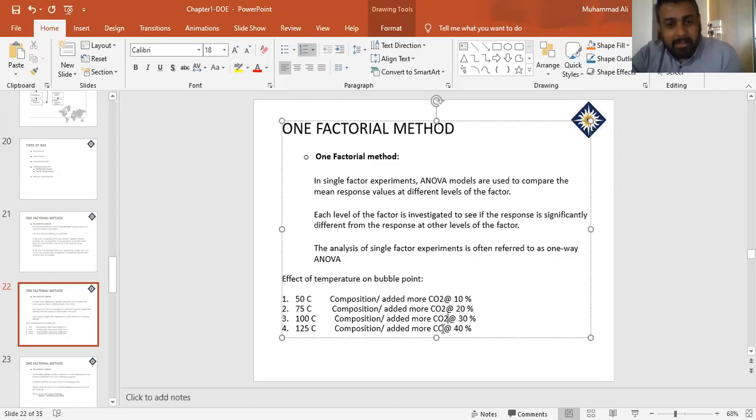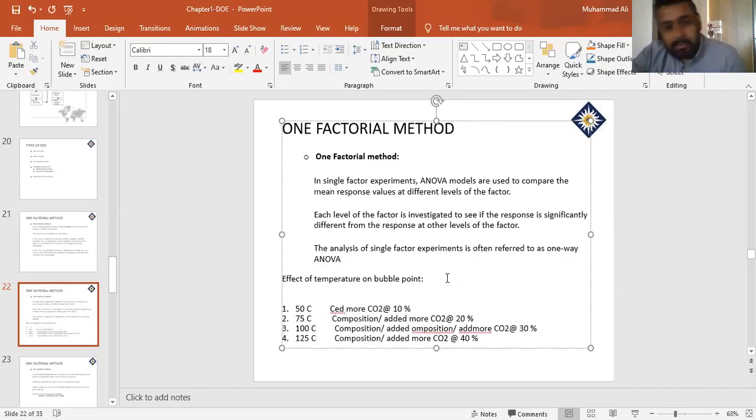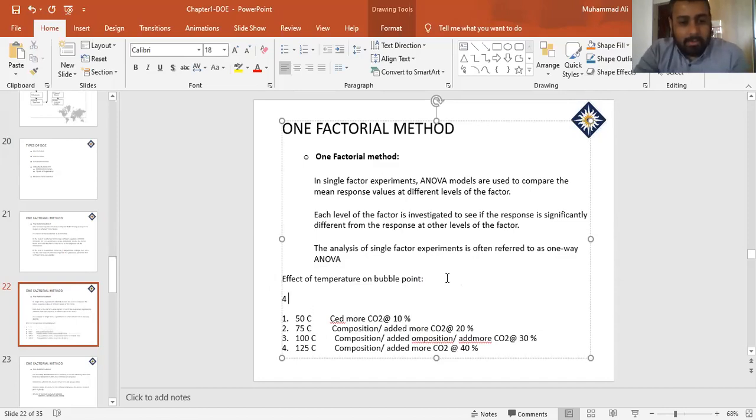In the previous case, when there was one factor only, you could run 4 experiments and come up with the bubble point pressure. But now you have 2 factors, meaning you have 4 different temperatures and you have 4 different compositions. So if you know the permutation formula, you have to multiply 4 with 4. It means now you have to do 16 experiments.